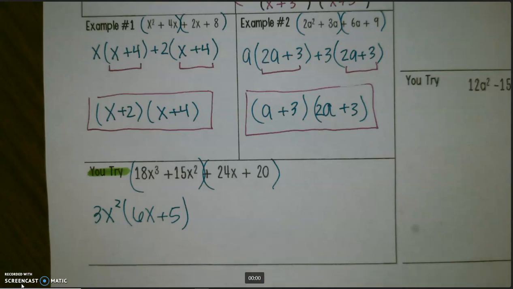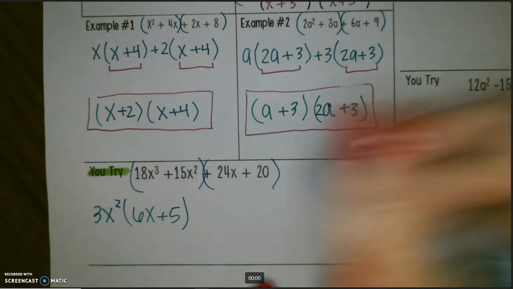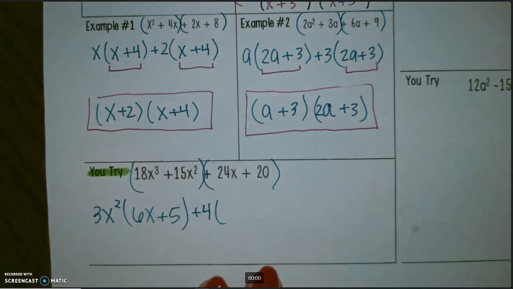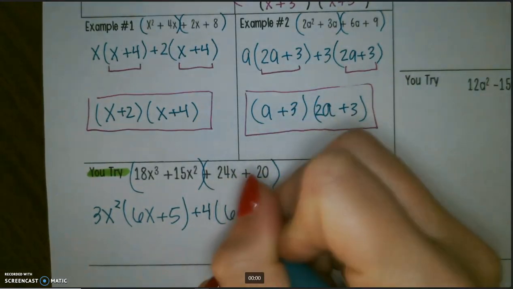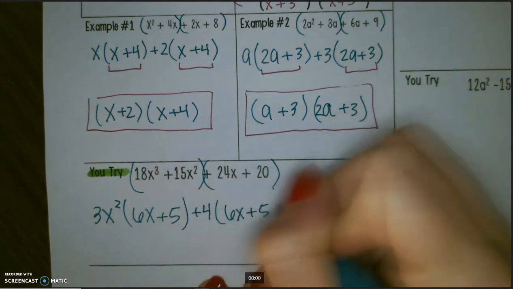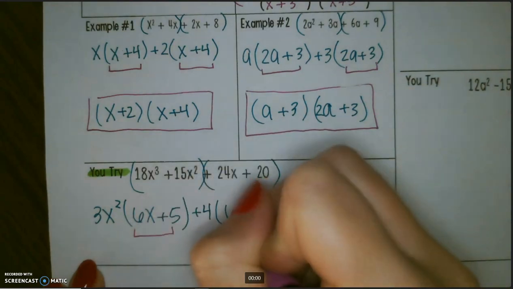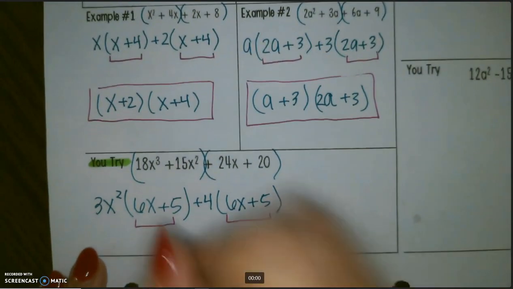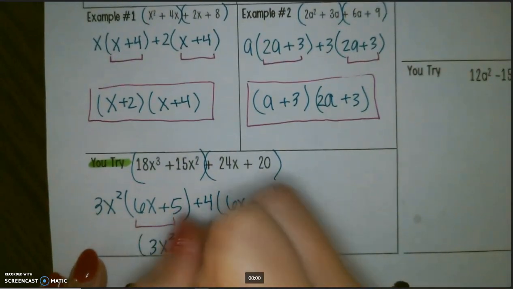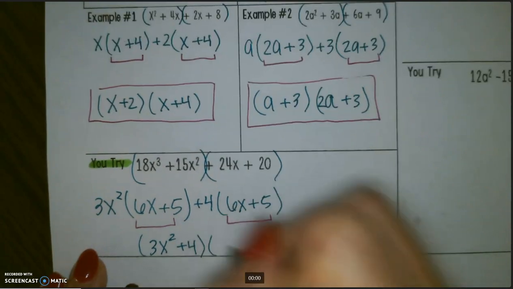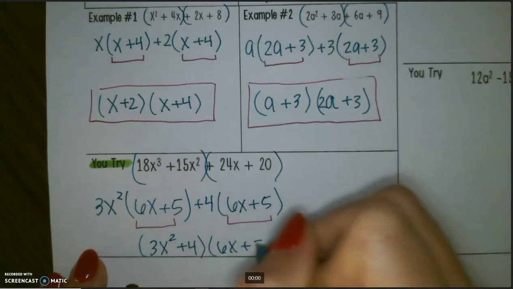Okay, for the next one, it looks like we could divide out a, so let's do that now. That would leave us with 6x plus 5. Okay, notice we have our set of twins. So we're going to pull the GCFs together. So we have 3x squared plus 4. And I'll put my twin at the back.